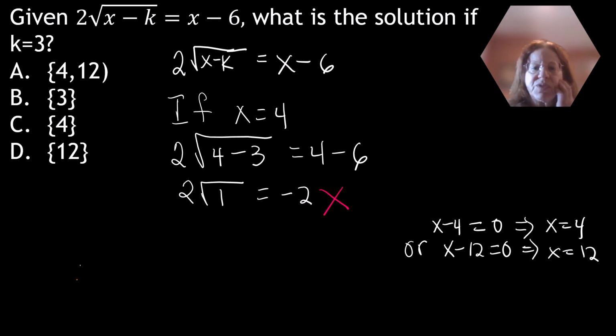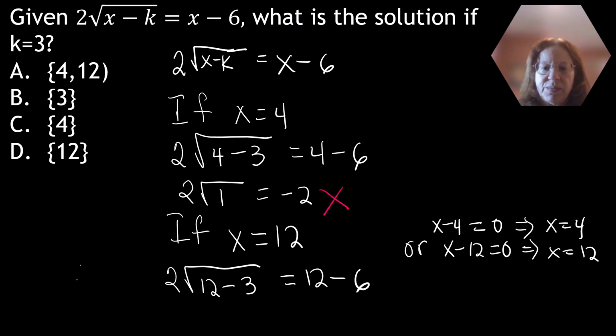For x equals 4 in the expression, we get 2 times the square root of 4 minus 3 equals 4 minus 6. Then we get 2 times the square root of 1, which is 2, because the square root of 1 is 1. But on the right-hand side, we get 4 minus 6, which is negative 2, and that's not the solution. So it cannot be 4. So be careful with these. You've got to check your work.